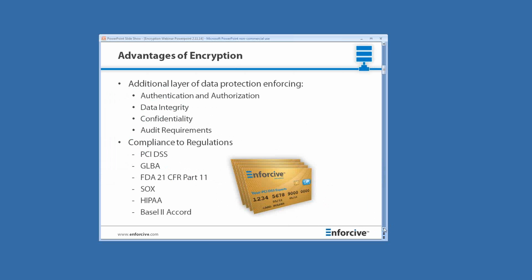Okay, so the advantages of encryption. Of course, we're adding a layer of data protection, right? Authentication and authorization. It covers data integrity, confidentiality, and is part of audit requirements. And you see all the regulations here that do have parts that do require encryption.